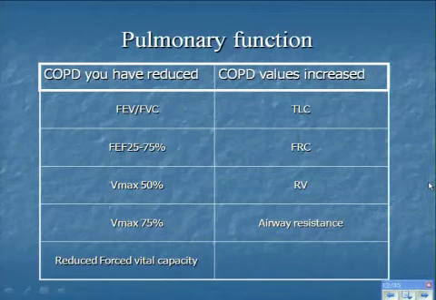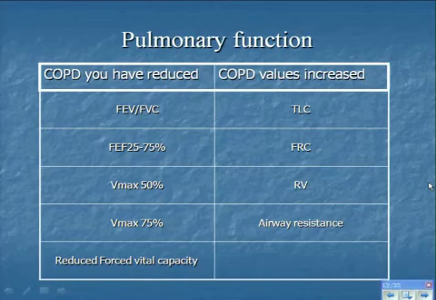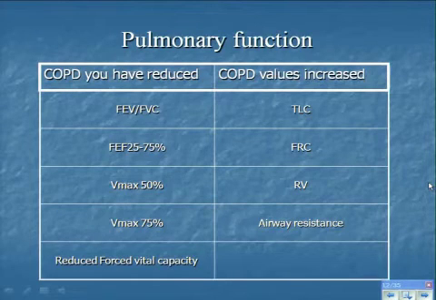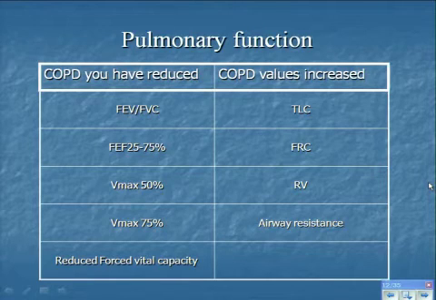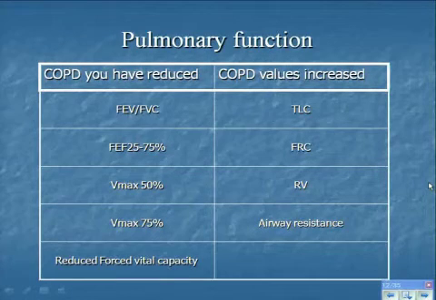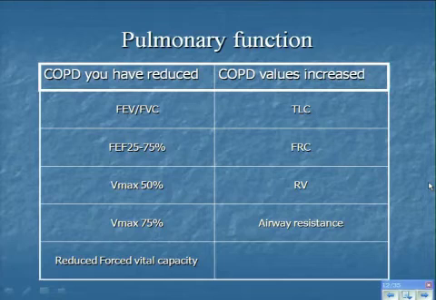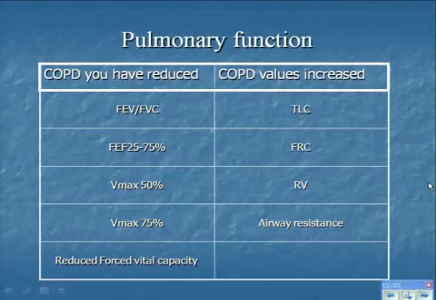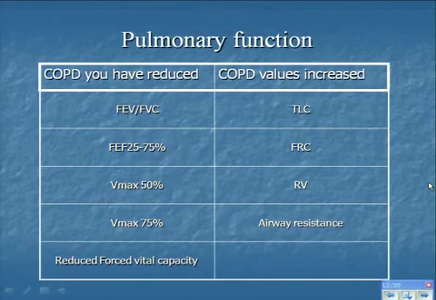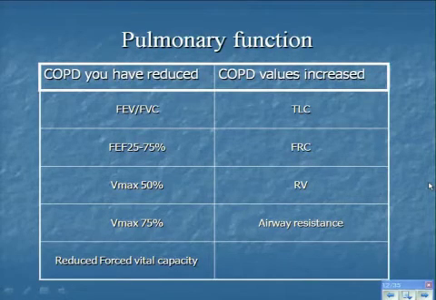Pulmonary function tests in all COPDers, you have a reduction in FEV1 to FVC ratio. Your total lung capacity values are increased. Your FRC and residual volume are all increased, as well as airway resistance. Because of the resistance increase, you'll also see a decrease in forced expiratory flow of 25 to 75. Your Vmax at 50% is reduced, as well as your 75%. And you have a reduced forced vital capacity as well.